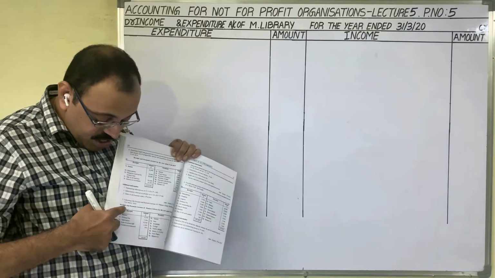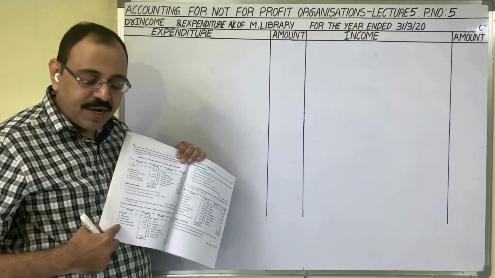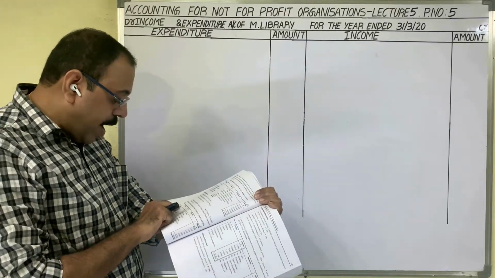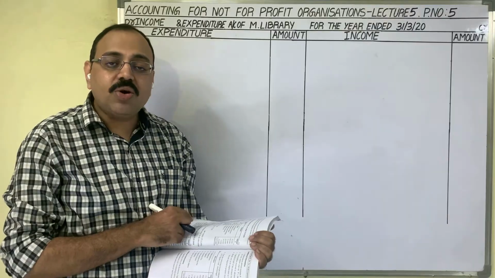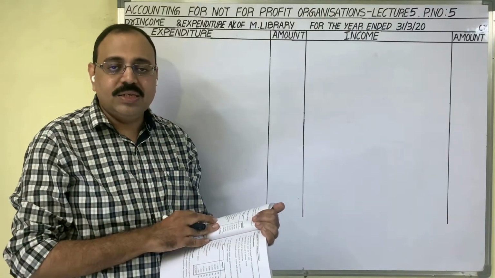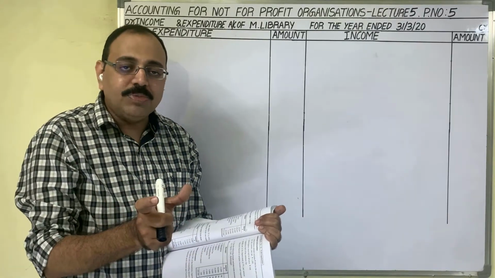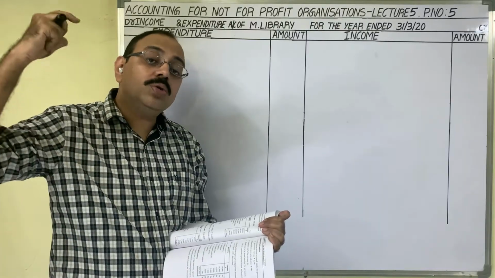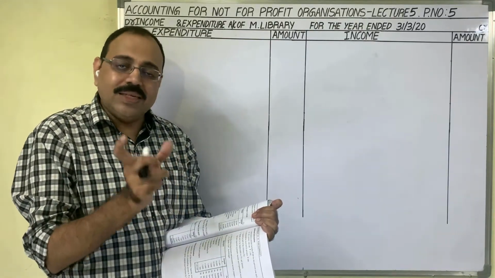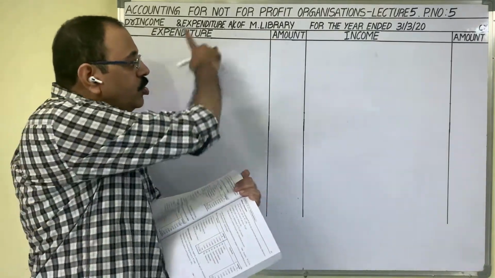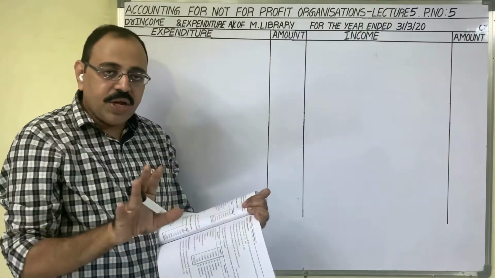So we will start with the receipt side, the debit side. First one, to balance 4,550 rupees. This is called the opening cash balance. Opening cash balance means last year's closing cash balance. Cash balance is an asset. We are not going to show assets here, therefore ignore it.